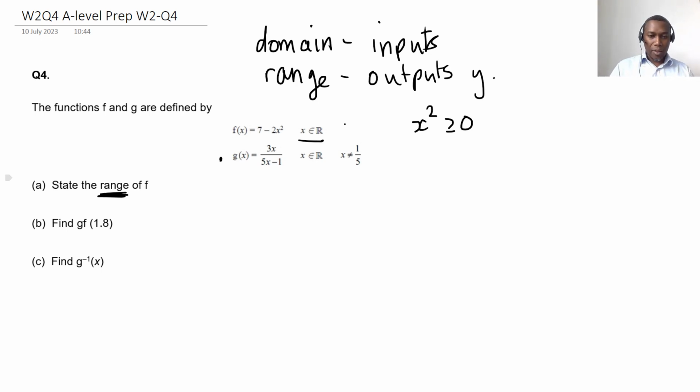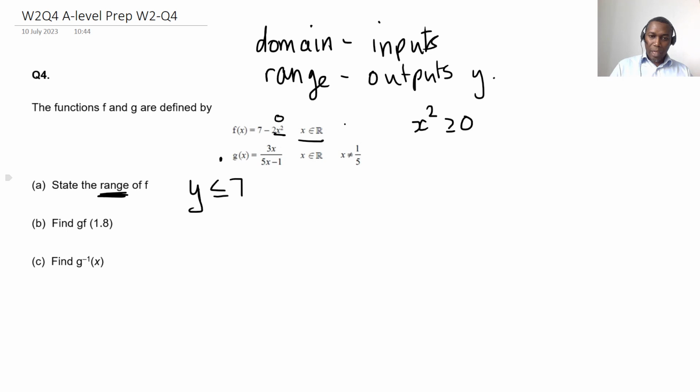I'm going to write the answer now and see if this makes sense. y is always going to be less than or equal to 7. That's the range. Does that make sense to you? See what's happening here. The smallest this 2x squared can be is 0. And if the 2x squared is 0, then y is going to be 7. We'll do 7 take away 0, and we're going to get 7.